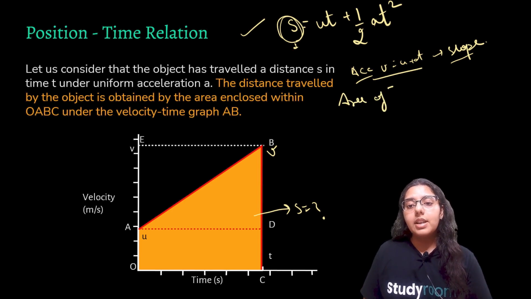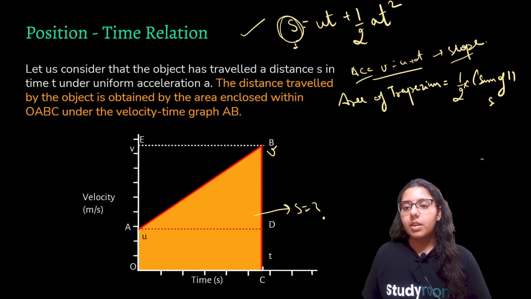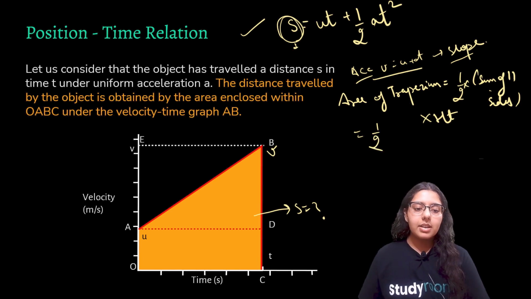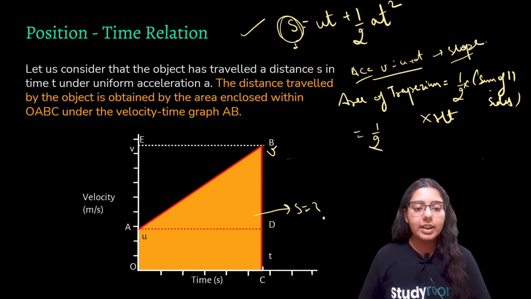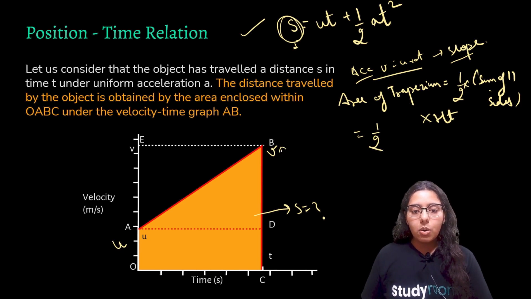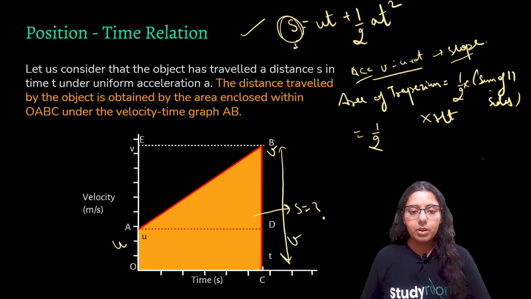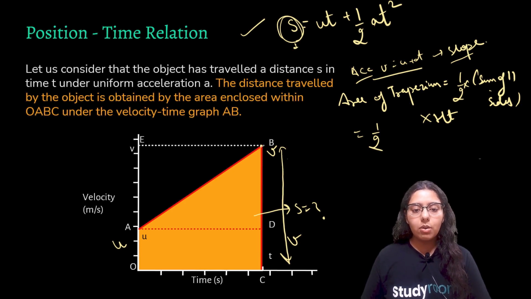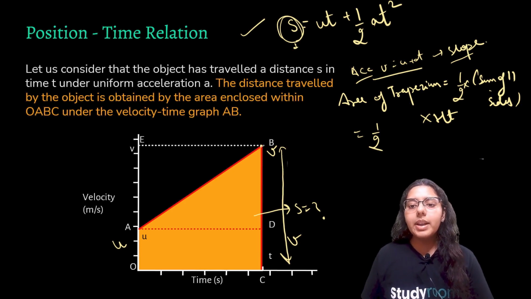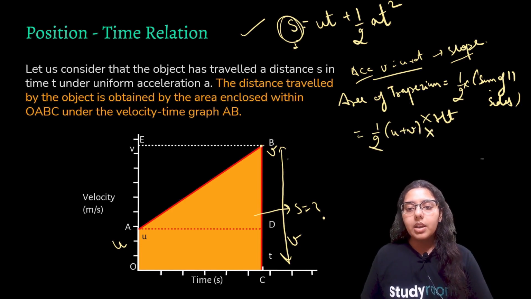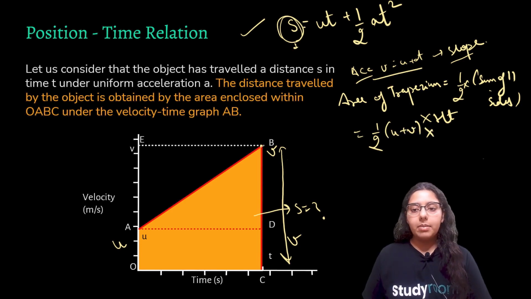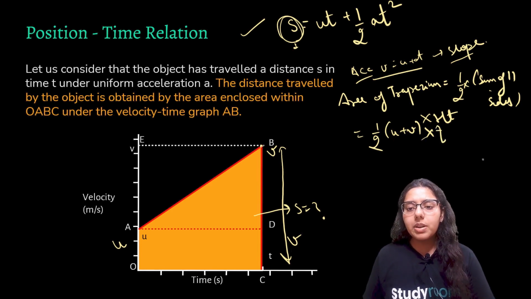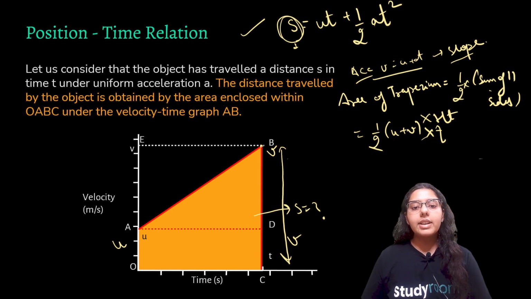Do you remember the formula of area of trapezium? If not, then do revise. Area of trapezium is equal to half into sum of parallel sides into height. Okay. So what are your parallel sides? OA and BC are parallel, and what are they? OA is your U and your whole BC is V, right? Because at this point your velocity is V, so this whole will be V. So what will be the area of trapezium? Half into U plus V into height. And what is your height? Height is your time. Okay. So half into U plus V into T. You get the area of trapezium. Directly you will get the displacement.